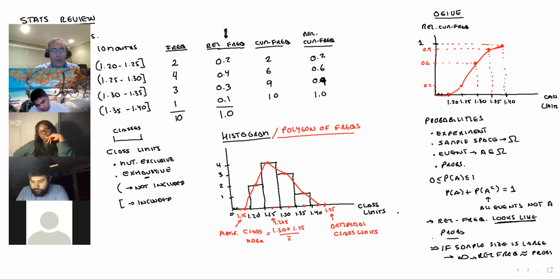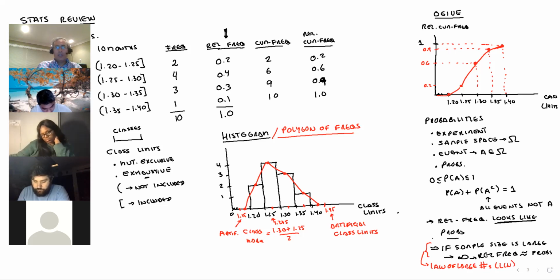Okay, how do we call this one here? This here is called the law of large numbers, or LLN. Okay, and so that's the part that you need to understand here.